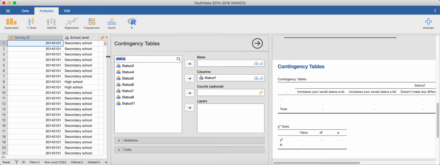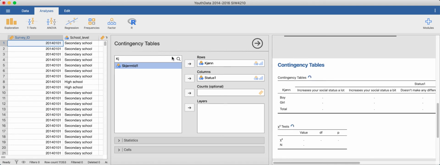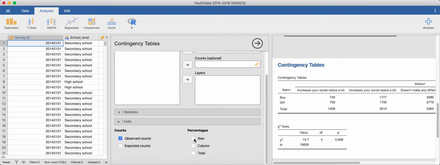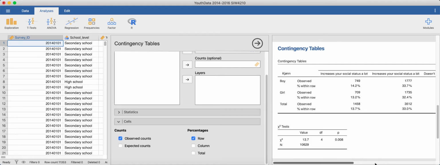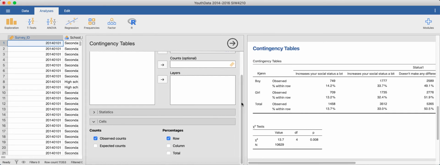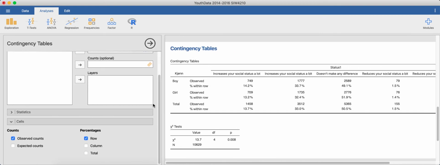So I find kön, which is gender, and I put that over in rows. And I have to also go for cells, and I have to tick off row to get the percentages. And this is quite a long table, so I will just look at it a bit, and then you see that boys are at the top and girls are below.